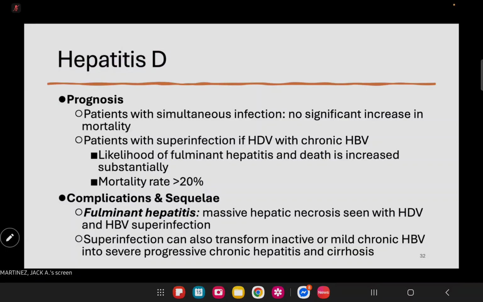Prognosis. Patients with simultaneous hep B and hep D infection generally have no significant increase in mortality compared to hepatitis B virus alone. However, patients with hep D superinfection on top of chronic hep B have a much higher risk of fulminant hepatitis and death, with mortality exceeding 20%. Okay, that is superinfection. Complications include massive hepatic necrosis, progressive chronic hepatitis, and cirrhosis.